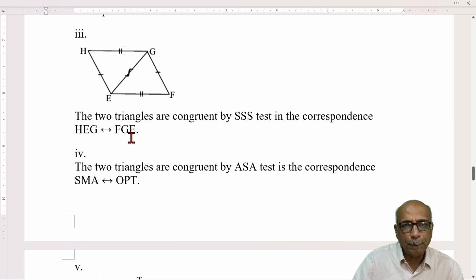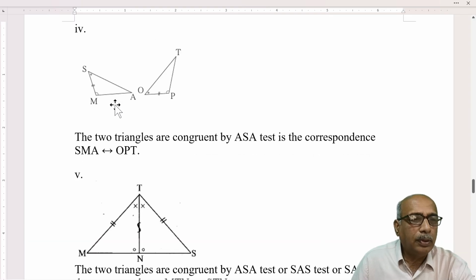Very clear? Now the two triangles are congruent by, here all the three sides of a triangle, 1, 2 and 3. All the three sides are congruent. So these two triangles are congruent by SSS test.